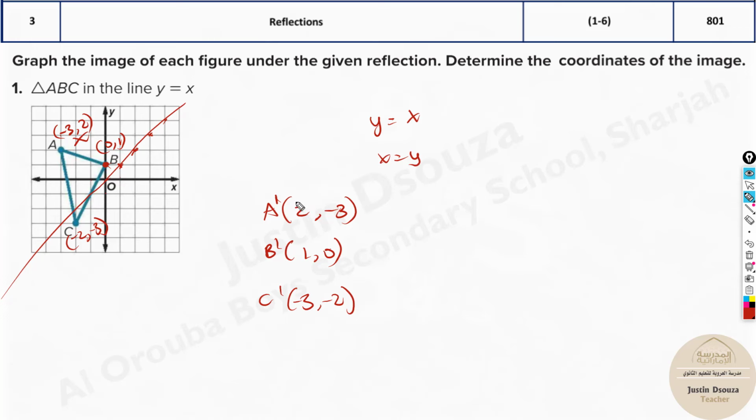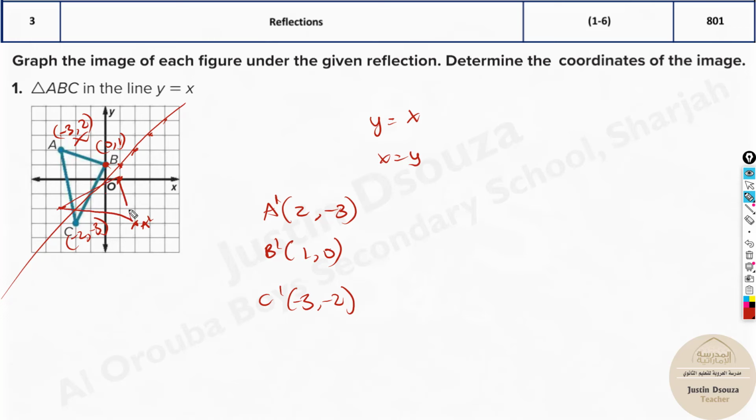Now, where is A prime? A is over here. A prime will be x is 2, and y is minus 3. This will be the point of A prime. And then B prime will be 1, 0. This is the point. And lastly, minus 3, minus 2 will be somewhere over here. So that will be the reflected triangle.